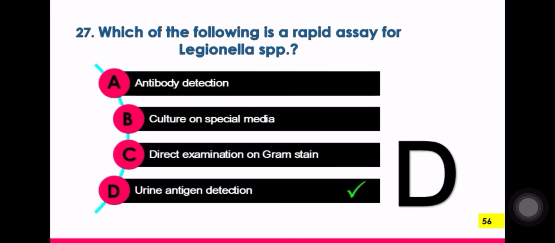Remember, rapid assays useful for the detection of Legionella species are the urine antigen detection test plus DFA, direct fluorescent antibody.